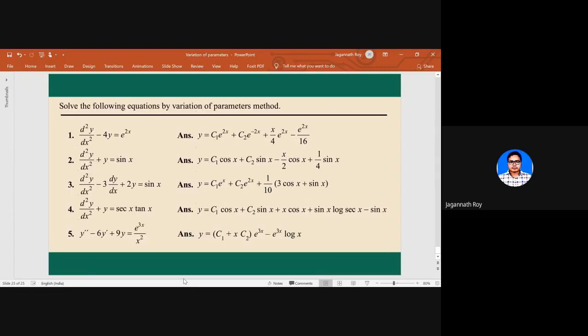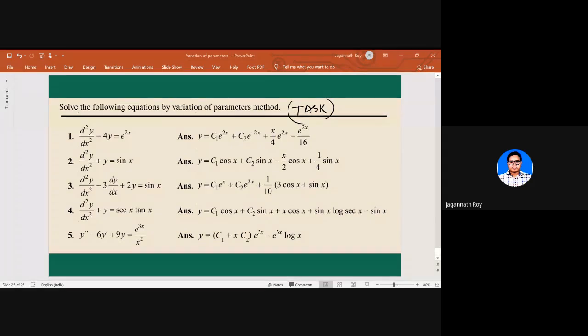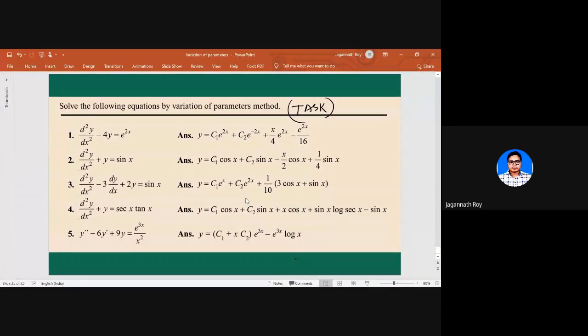So there are some tasks for your practice. With this discussion, I think this variation of parameters method is actually over now. In the next lecture, we will learn simultaneous differential equations, how to solve simultaneous differential equations.